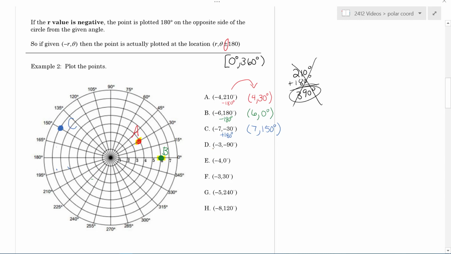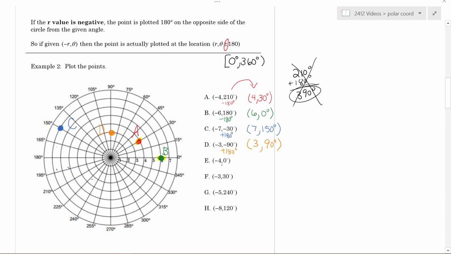Okay, point D, we have -3, -90 degrees. Since the R value is negative, I'm going to rewrite this point as a positive R, and I'm going to add 180 degrees. Now remember, you can add or subtract, it doesn't matter, but do the one that makes things easier. -90 plus 180 is going to keep my angle positive. It's just going to be easier to work with. 3, 90 degrees. So that's on circle 3 in the direction of 90 degrees. So I'm going to plot my point right there. So that is point D.